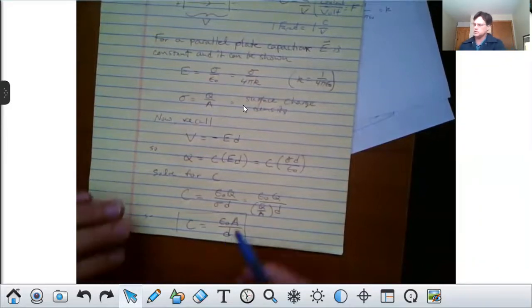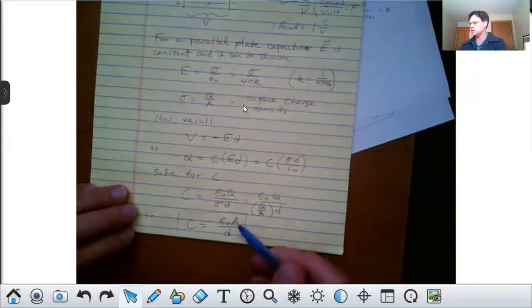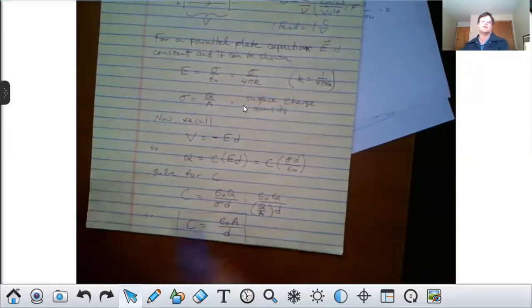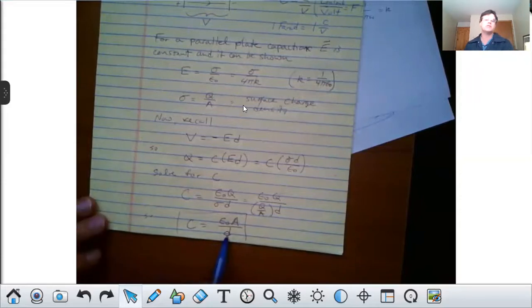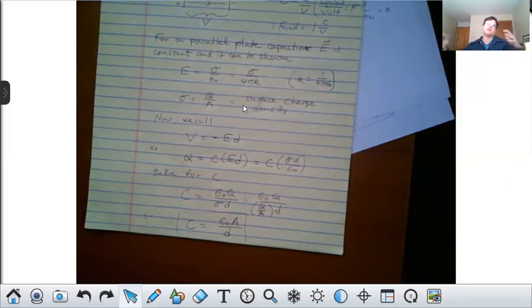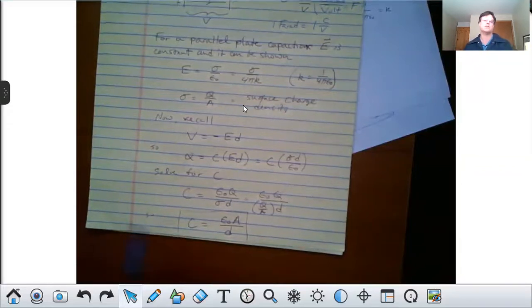One thing that kind of makes sense, right? The capacitance is proportional to the area. The bigger the plates, the more charge you can put on them per unit volt, per voltage. If the distance between the plates is bigger, the capacitance goes down, and that means you have to get a bigger voltage to put the same amount of charge. So it kind of makes sense, right? And again, it illustrates that what I mean by capacitance is the capacity of charge that you can easily store on those plates.